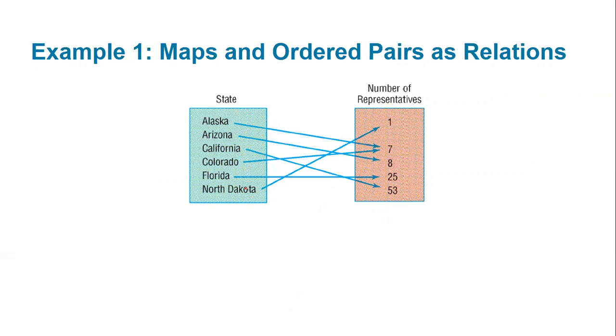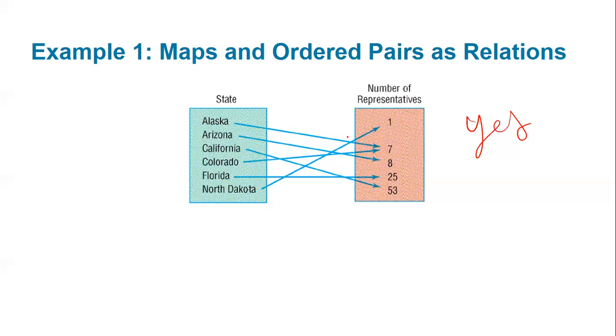So when I look at this, Alaska has how many representatives? Seven. Arizona has? 8. California has? 53. Colorado has? 7. Florida has? 5. And North Dakota has? 4. This relation is also a function. Why is this relation a function? My input only maps out to one output. Make sense? So it is a yes for being a function.